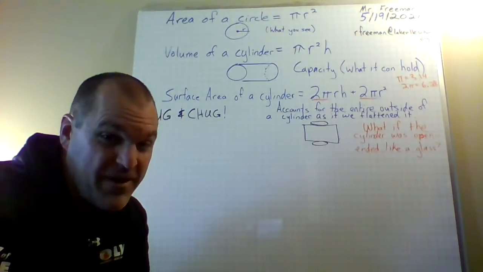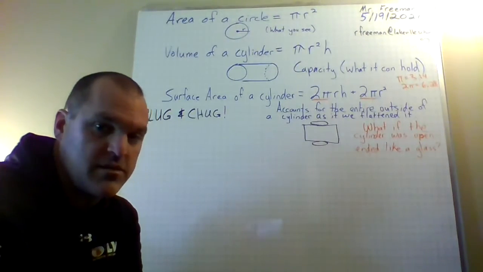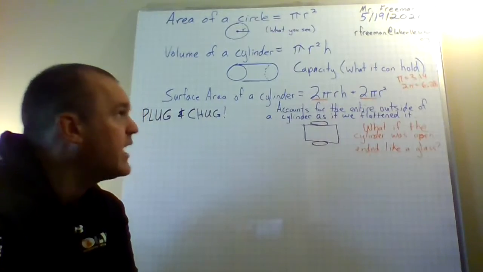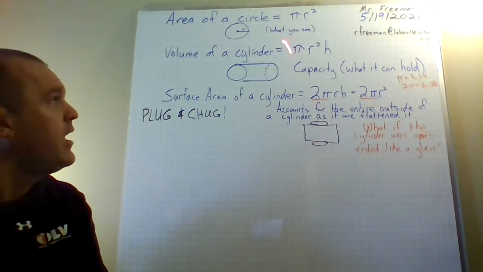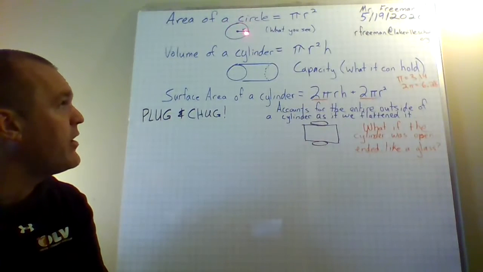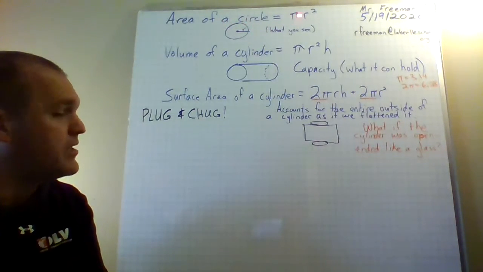Hey guys, it's time for 8.4, which talks about surface area of cylinders. Okay, just a little bit of a backtrack to what we've been looking at lately. We should know by now that the area of a circle is pi r squared.